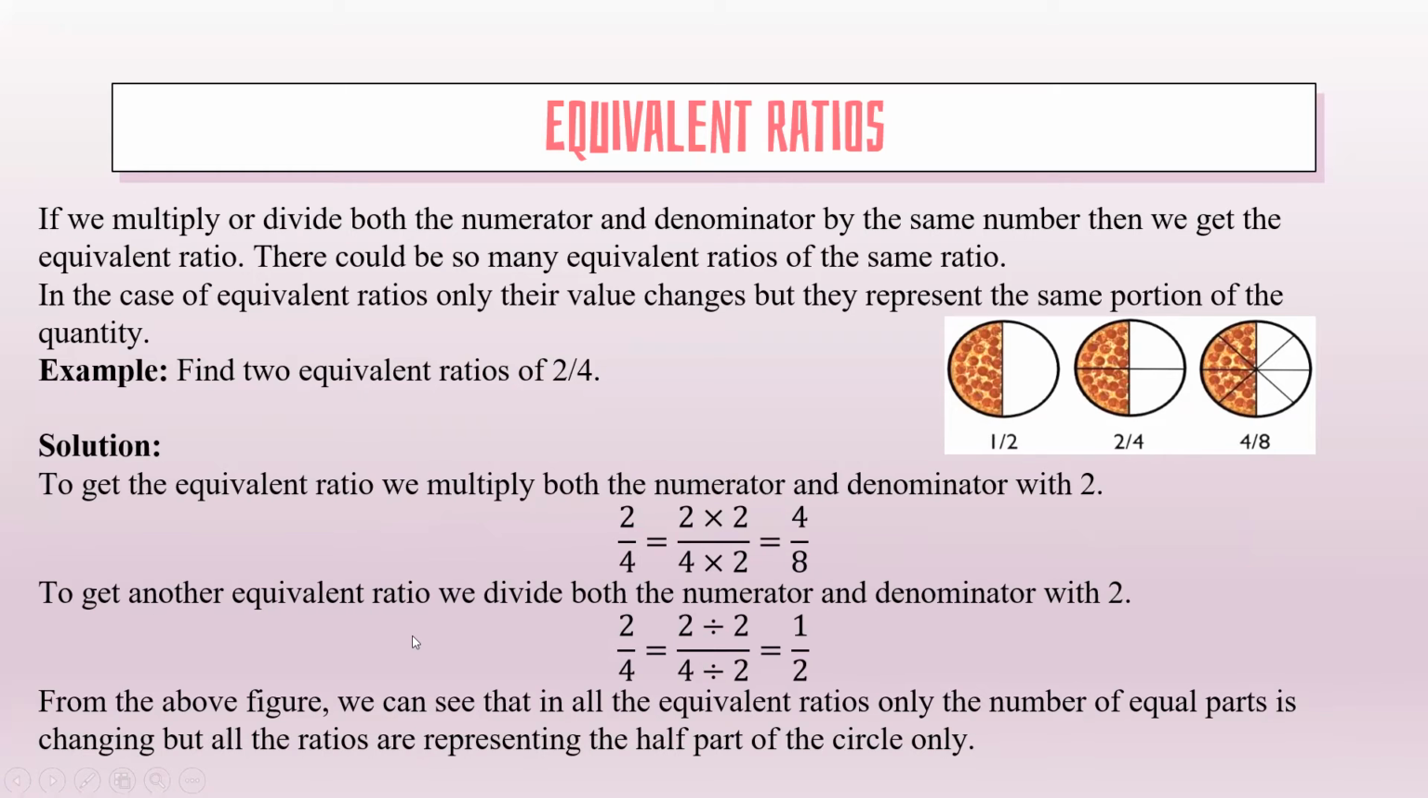To get another equivalent ratio, we divide both the numerator and denominator by 2. Here, 2 is divided by 2 upon 4 is divided by 2. That gives us 1/2. So, from the above figure, we can see that in all equivalent ratios, only the number of equal parts is changing, but the ratios are representing the half part of the circle only.